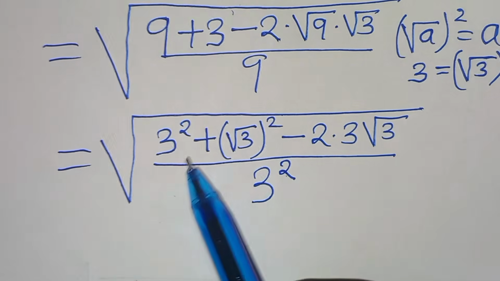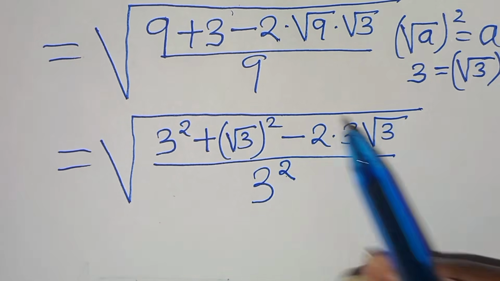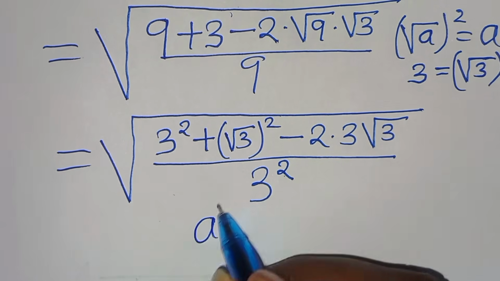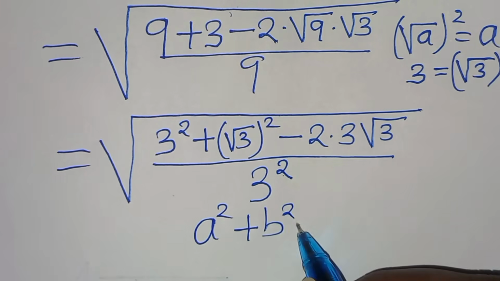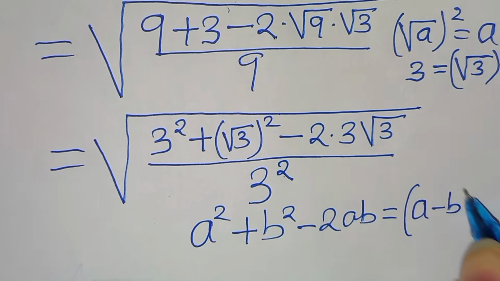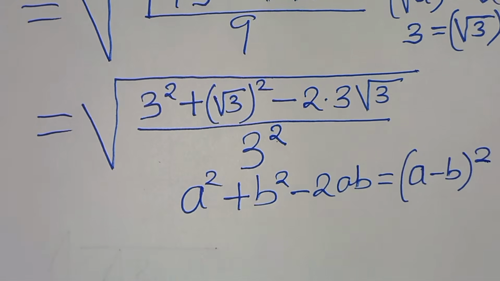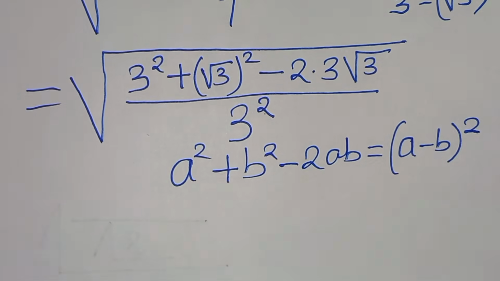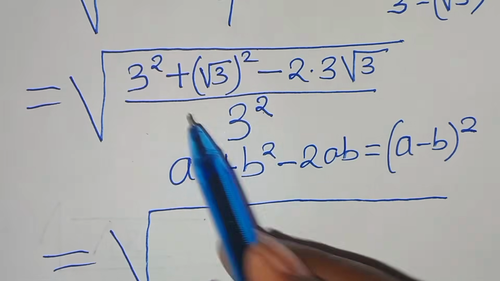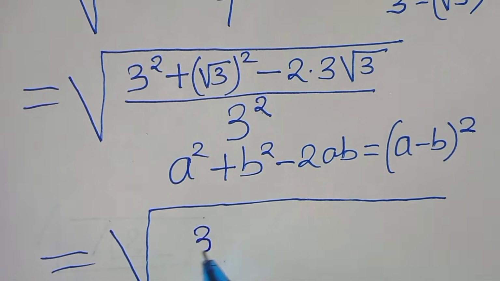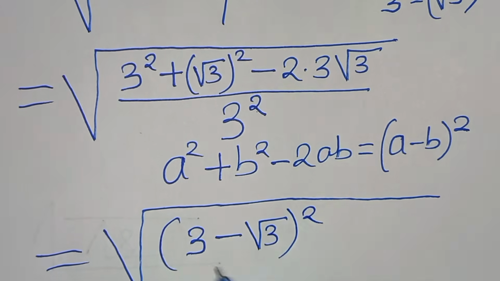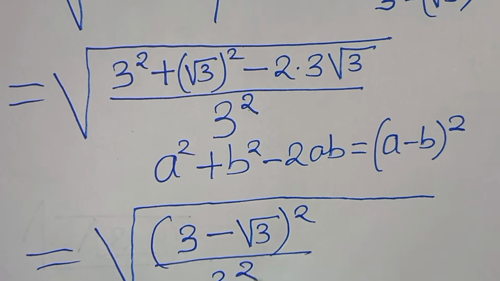Now, the next step is that 3 squared plus square root of 3 to the power of 2 minus 2 times 3 times square root of 3. This is in the form of a squared plus b squared minus 2ab, which we can express as a minus b to the power of 2. Applying this algebraic identity, then here we have the square root of, in the numerator, 3 minus square root of 3 raised to the power of 2, then divided by 3 to the power of 2.